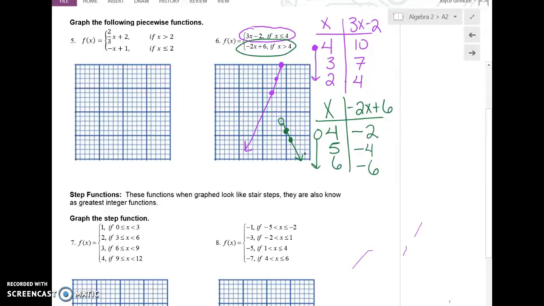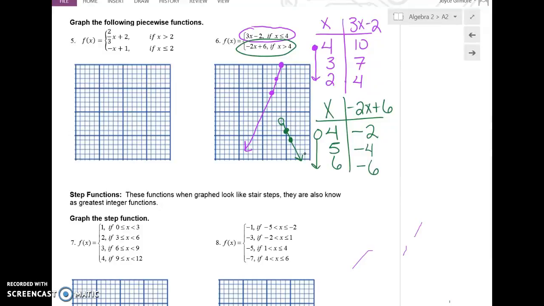And we draw in that piece. Now notice that on the vertical line x equals 4, you can only use this pinkish purple line for 4. You can't use the green line for 4 because there's an open circle at the green line, but a closed circle on the purple line.